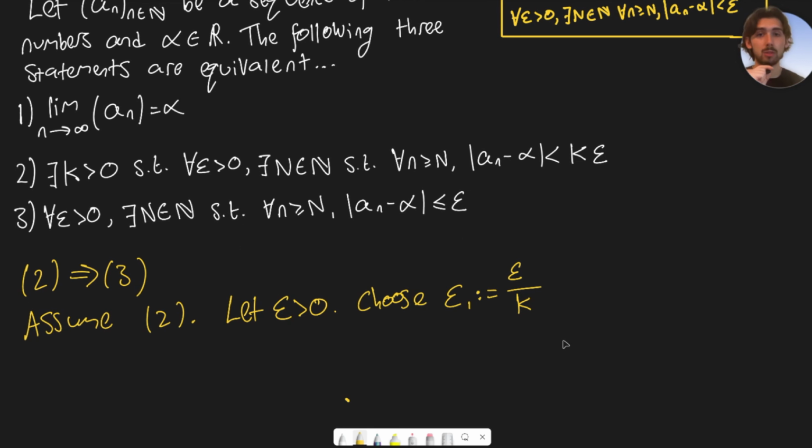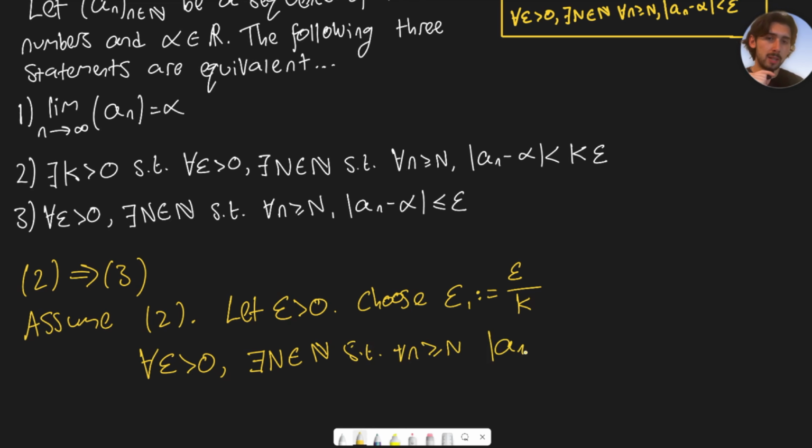Therefore, by statement 2, we can say that for all epsilon greater than 0, there exists capital N in the natural numbers, such that for all lowercase n greater than or equal to capital N, the distance between an and alpha is less than k times, and then our value of epsilon that we're specifically choosing here is epsilon 1. So instead of epsilon, I'm going to have an epsilon 1 here. And remember that epsilon 1 is epsilon over k. So this is equal to k times epsilon over k. And of course the k's cancel out, which just gives us epsilon.